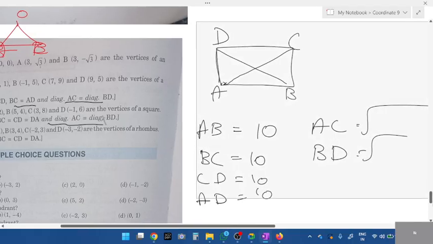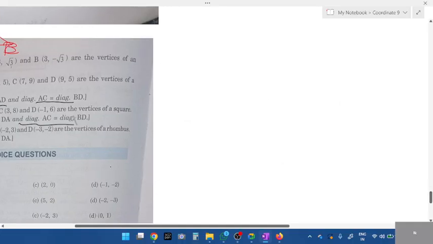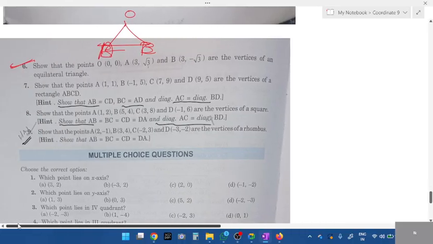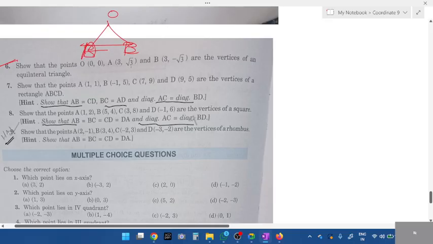Okay, try this question for homework. Square question. Last one, last question. Show that the points A, B, C, D are vertices of a rhombus. Now, what is the property of a rhombus, students? Is it straight or slanting? Slanting. But rhombus is similar to which one? Square or rectangle? Square.